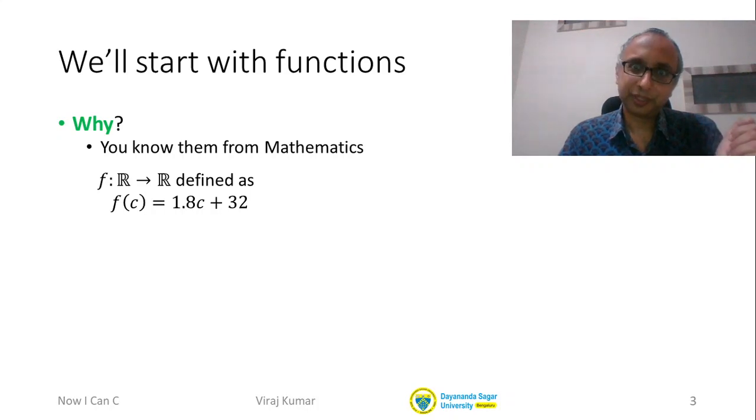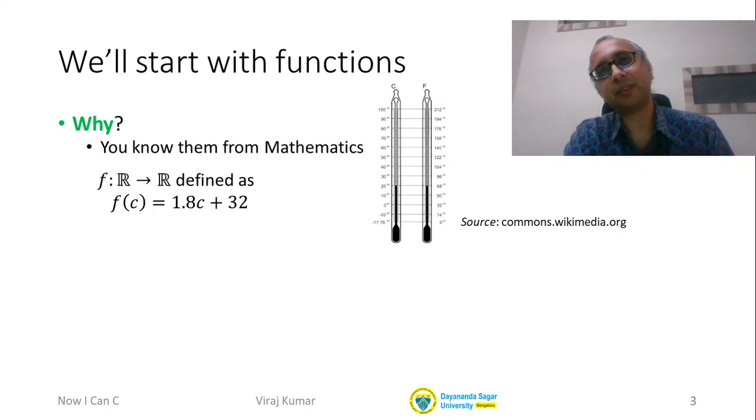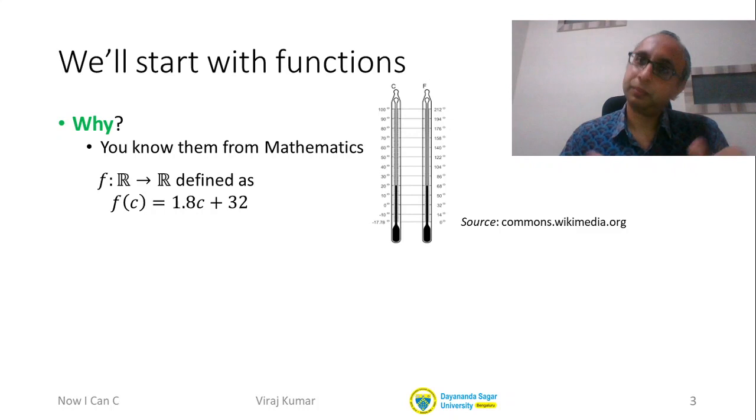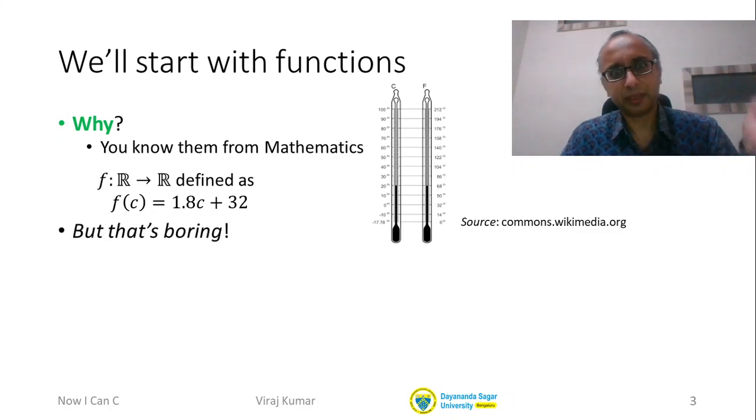So if you've thought about this, you may recognize this as the function that converts centigrade to Fahrenheit. Right? So if the number C represents some temperature in centigrade or degrees Celsius, then multiplying that number by 1.8 and adding 32 gives you the corresponding temperature in degrees Fahrenheit. Now, you've seen this, as I said, and you might be saying, oh God, how boring. Why should we do all this? I mean, we've done this in maths. So let me try and tell you why functions don't have to be boring.